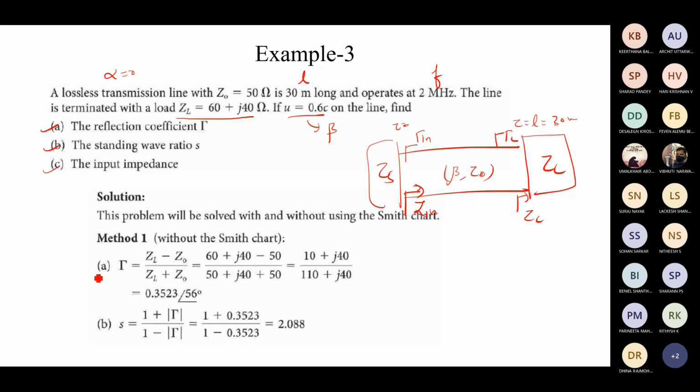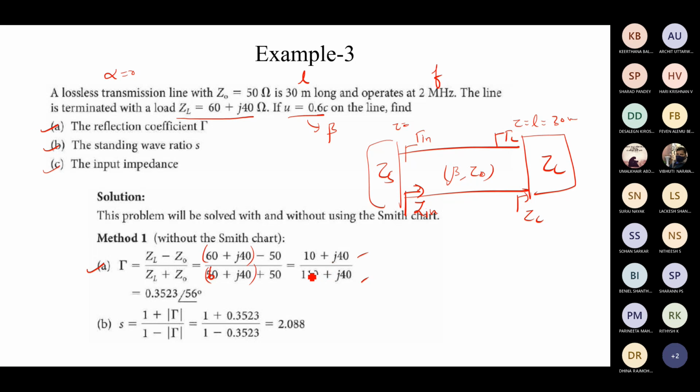The reflection coefficient, most probably people refer to as the load reflection coefficient, which is nothing but ZL minus Z0 divided by ZL plus Z0. So we are going to substitute the ZL and Z0, and this is supposed to be 60. Something wrong here. Okay, so now the difference and the sum of them, so you got the value.